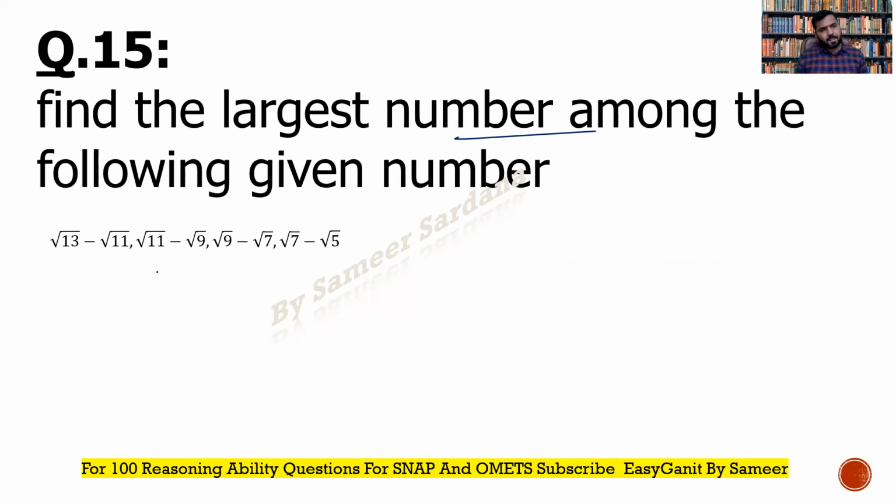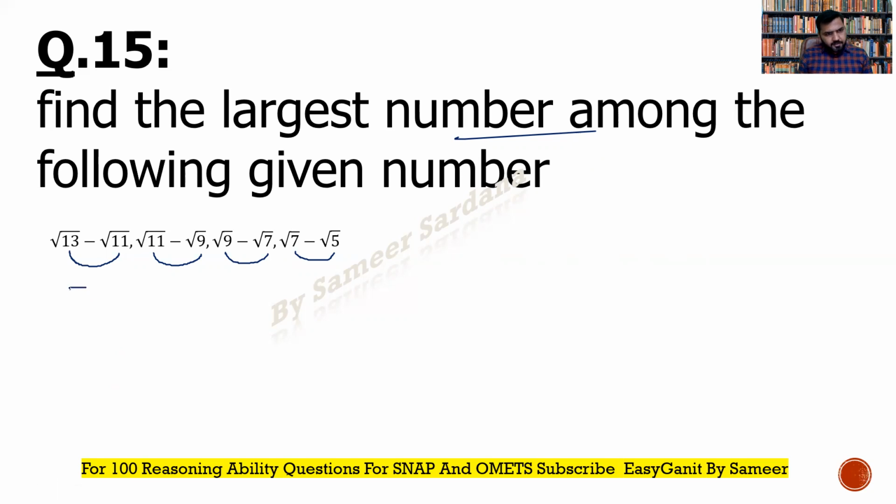Carefully observe that the difference between these two values is 2, the difference between these two values is also 2, and between these two values also 2, right? Can I rationalize all these values? If I rationalize, I'm supposed to find the largest of the terms. So simply do the rationalization.